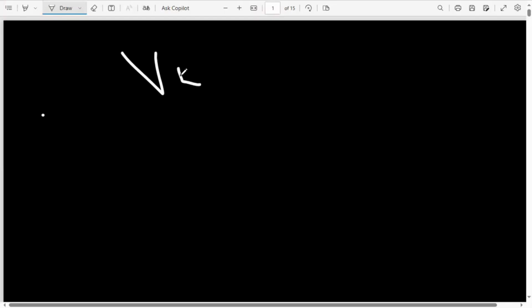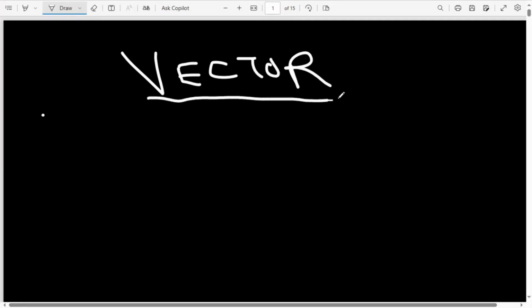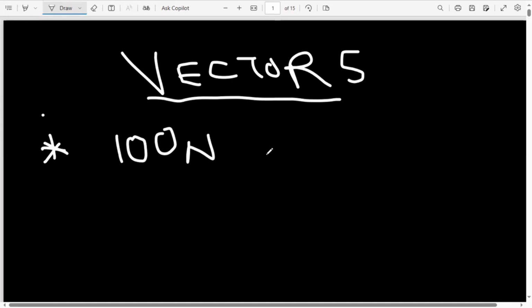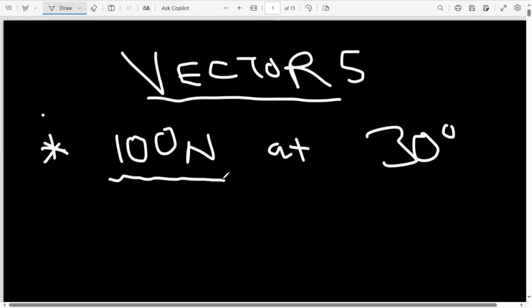So we are looking at vectors, how to find resultant vectors. By definition, we said these are quantities that have a magnitude and a direction. So if I write 100 newtons, and then I say this 100 newtons is at 30 degrees, the 100 newtons is the magnitude, and the angle is the direction.